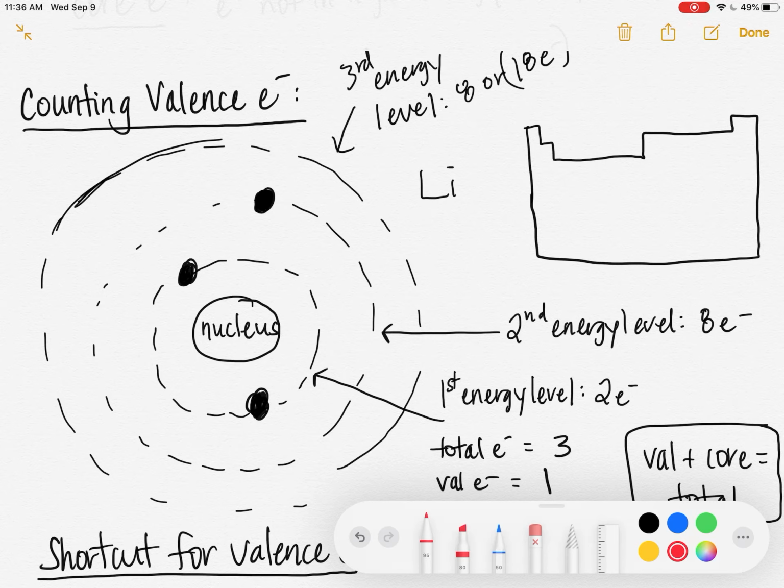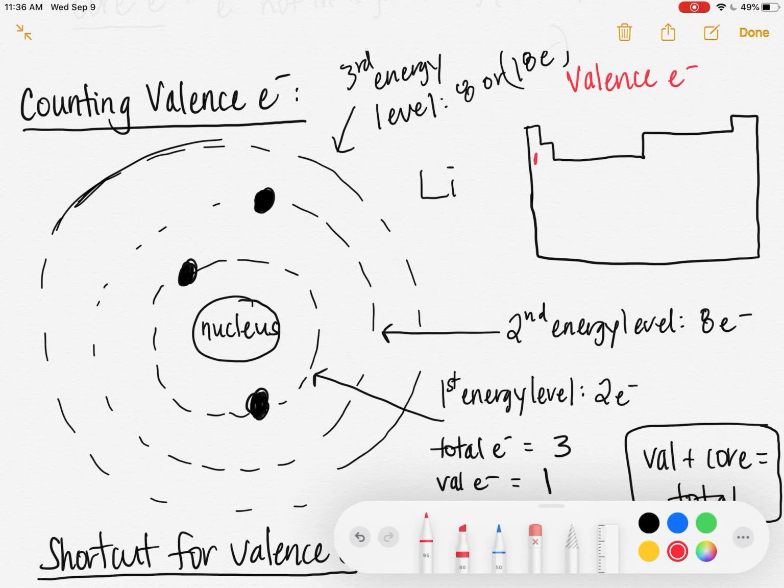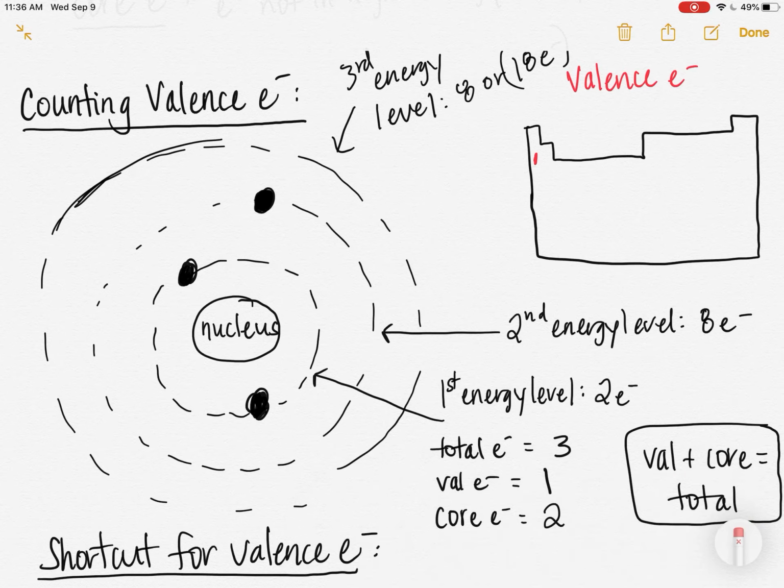Okay, so now I drew this little periodic table up here because I want to keep track of valence electrons, and I want to do that for a reason. So I'm going to label this valence electron. And I learned that lithium, who resides right here, has 1 valence electron. So I put a little 1.